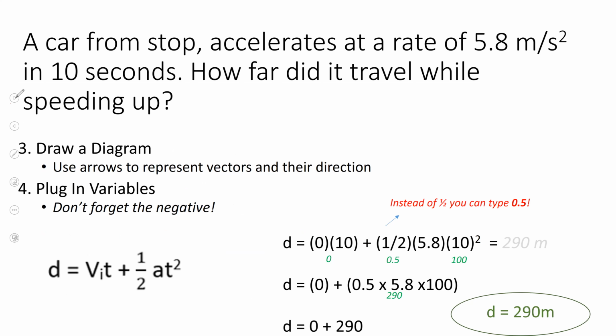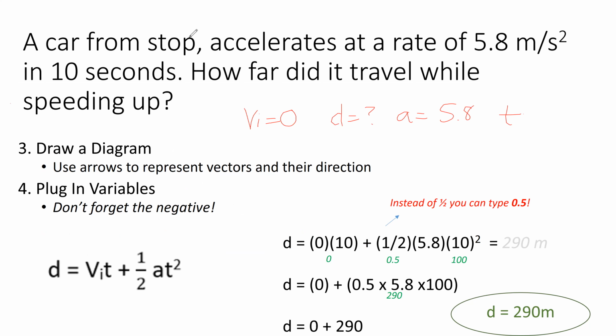So you guys had already told me, remember, you told me VI was equal to 0. You said we didn't know D. You said A was equal to 5.8. And you said, what am I missing?